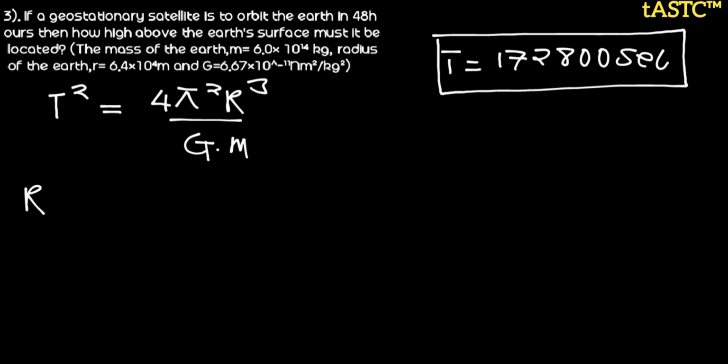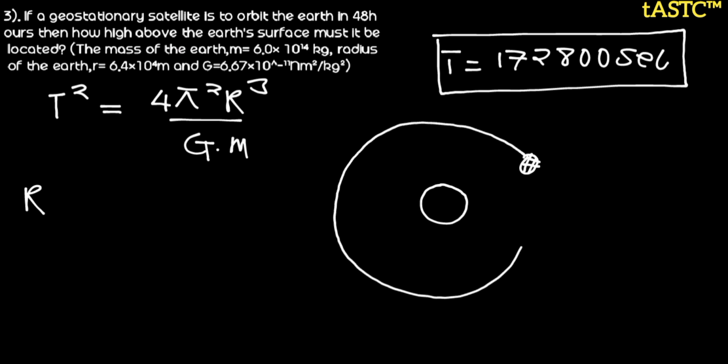Now r is actually the distance. Let us say this is the Earth and this is the satellite. So this satellite is going to take an orbit around the Earth. So r is actually going to be the distance from the middle of the Earth, I'm going to represent that, to the middle of the satellite. Okay, so this is particularly what r is.